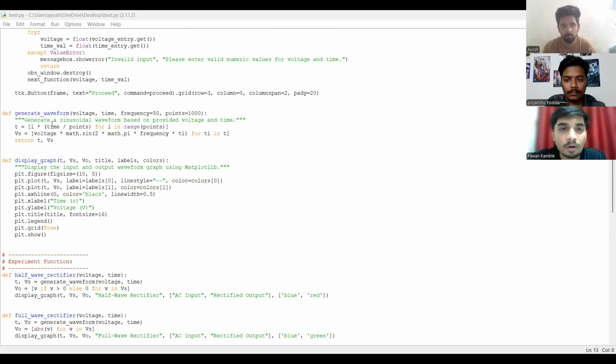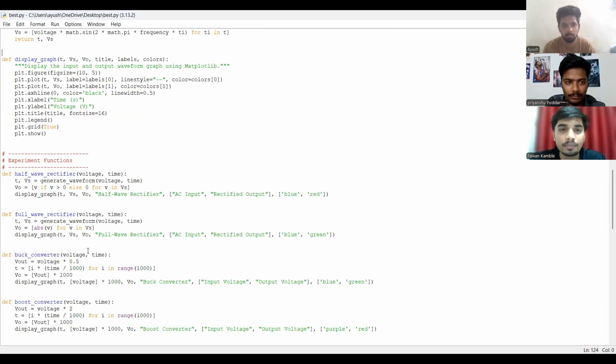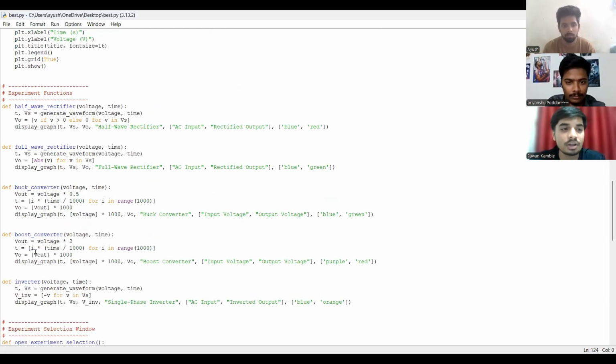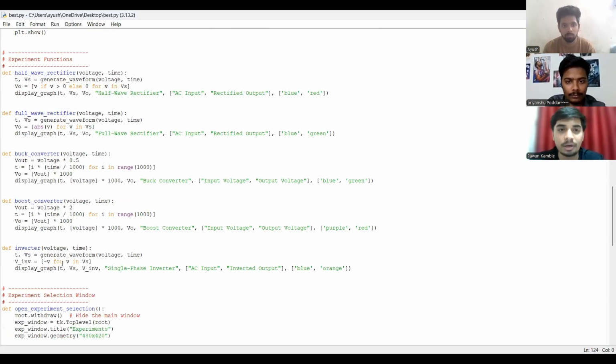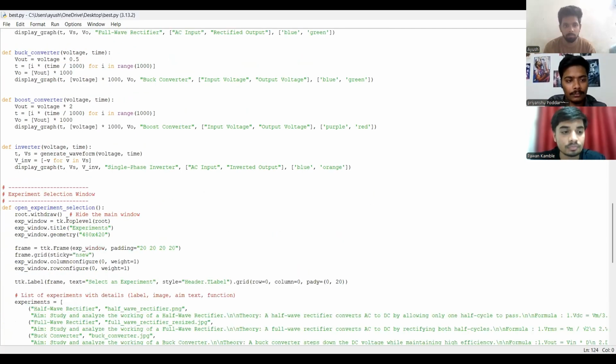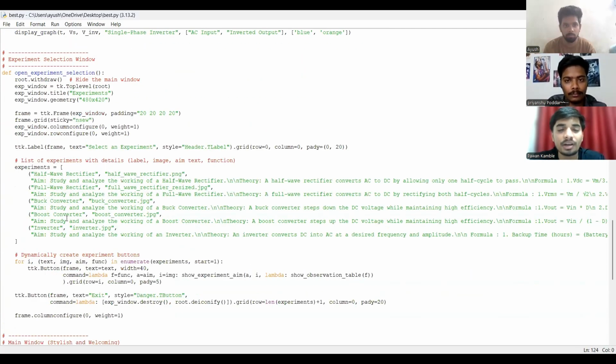In this part we have the waveform and the graphical representation of our experiments. Here, different types of graphs are used for the experiments: half wave, full wave, inverter, boost, and rectifiers. Here is the list of our 5 experiments that we have added: inverter, boost, buck, and half and full wave. This is the experiment selection window, where the aim and theory of the experiment are listed. We have given this input in the print statement.